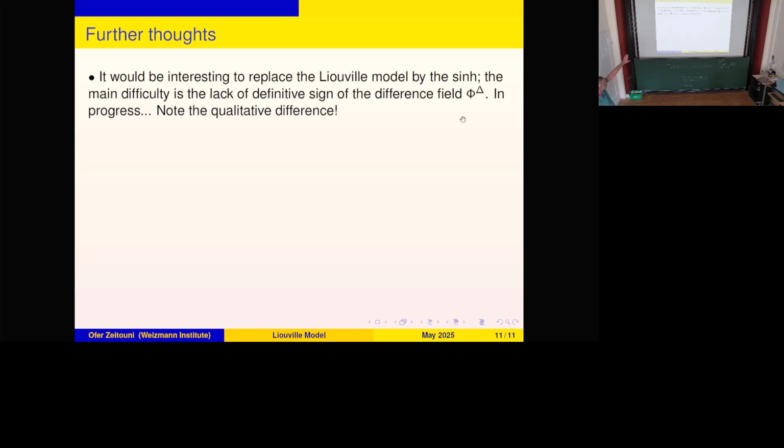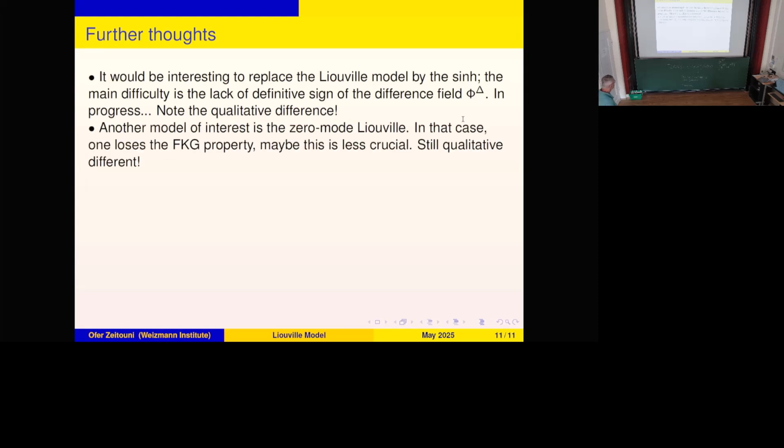As I said, it would be interesting to replace the Liouville model by the Sinch. We don't have definitive sign in the difference field. We believe it will work, but it requires a different argument, and I'm not ready to talk about it. Another model that would be of interest is the zero-mode Liouville. So the zero-mode Liouville, you should think of it as a Liouville with total integral equal to 0.